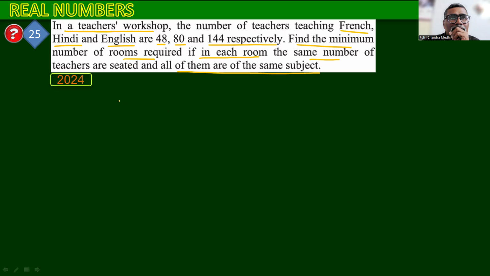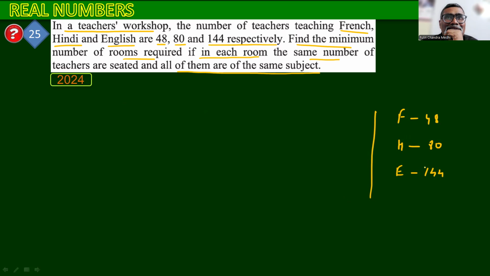I'm doing little rough work here. It is very clear. You have to find the HCF of all these numbers. So that part you can do. I'll explain the problem. You have friends, there are 48 number of teachers. Hindi, you have 80 number of teachers. And English, you have 144 number of teachers.